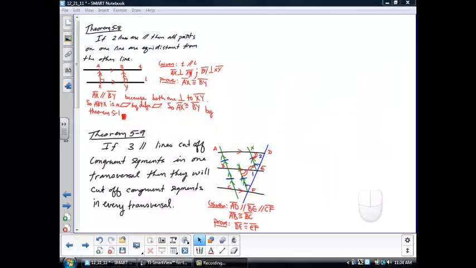So first off, reviewing a little bit what we did cover and then finishing out Theorem 5.10 and 5.11. What we have with Theorem 5.8 is if two lines are parallel, then every point on one line will be equidistant to the other line. Theorem 5.9, if you have three parallel lines that cut off congruent pieces on one transversal, they will cut off congruent pieces on every transversal. So if you know that AB is the same length as BC, then you know that DE will be the same length as EF when the lines are parallel.